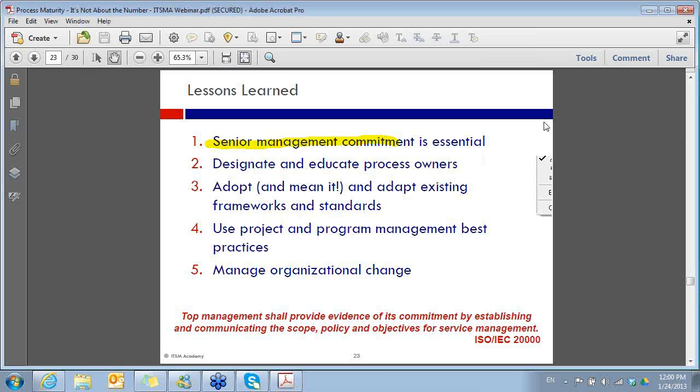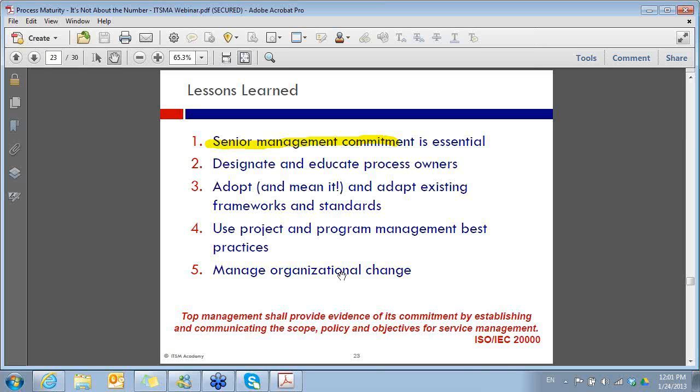Make sure you designate and educate your process owners. Make sure that they understand not only their process, but how to design and improve that process, perhaps through something like CPDE. Adopt, and mean it, a framework like ITIL or a framework like COBIT or the ISO 20000 standard, and then adapt it, right, to the needs of your organization.